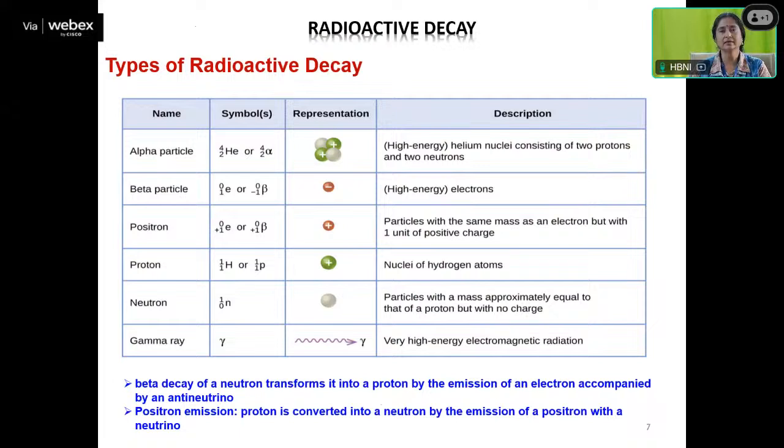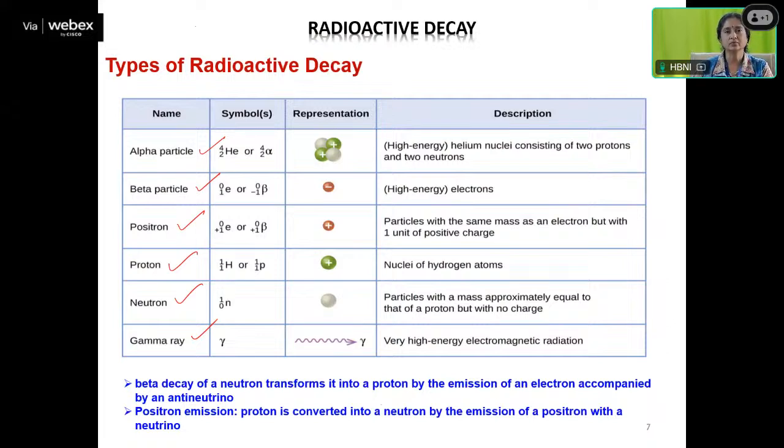Now, what are the various types of radioactive decay? Here is our list: alpha decay, you all know about this. You have to go through alpha decay, beta decay, positron, proton, neutron, and gamma rays. These are their characteristics listed here in the form of a table.